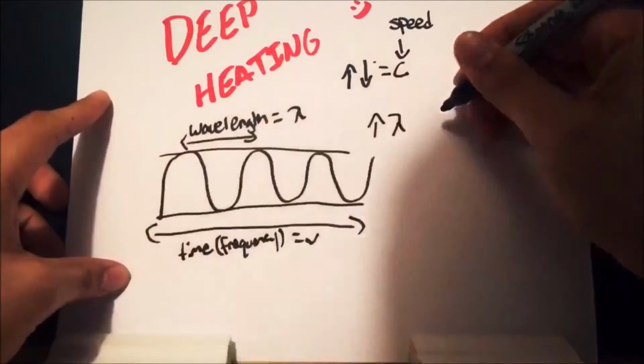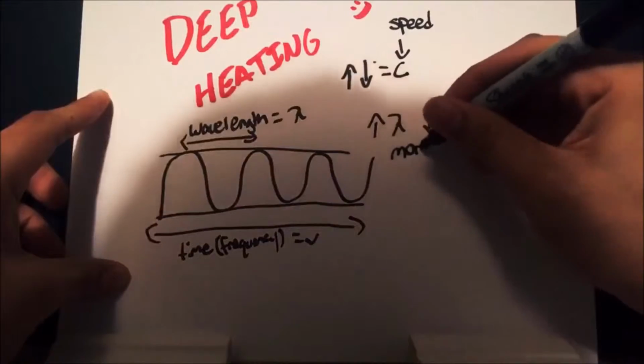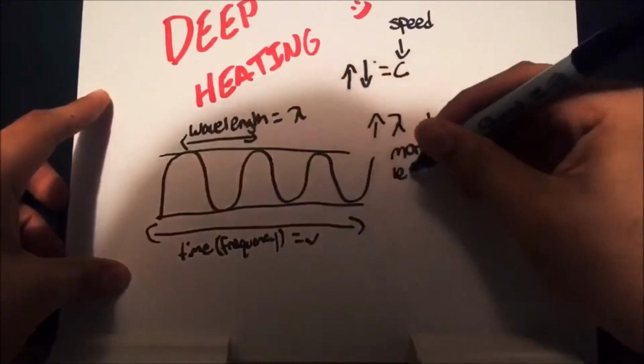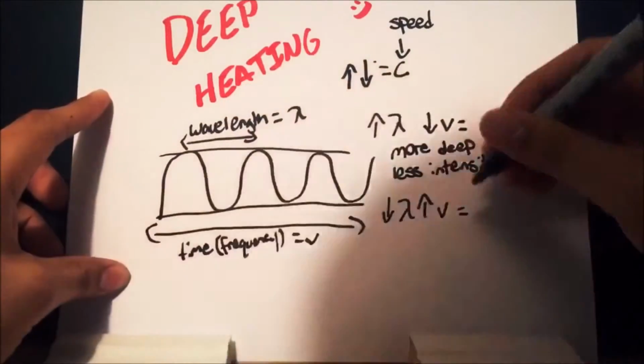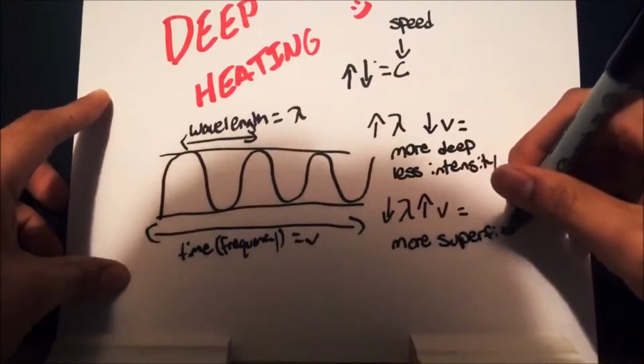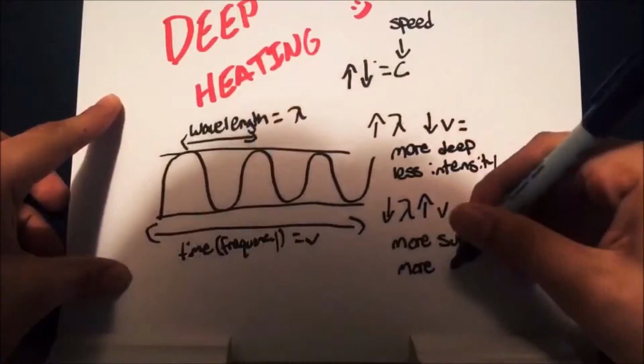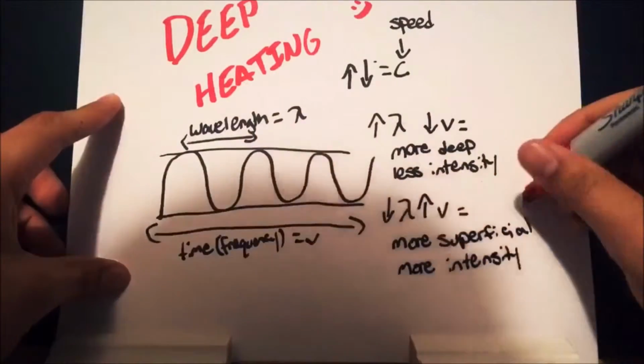With a longer wavelength and a lower frequency, the effects will reach deeper, but overall intensity will be lower. With a shorter wavelength and a higher frequency, the effects will be much more powerful while sacrificing depth. Prolonged exposure may cause tissue damage, so always remember to move the transducer head.